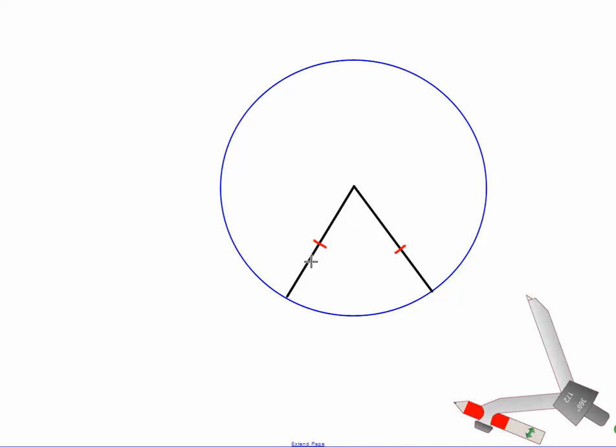Now I'm going to go ahead and extend out this and create my chords. I mean diameters. Yeah, same thing. Diameters. I created my diameters. This is a central angle. I'll go ahead and label my points. All right. I'll call this circle A. Okay, and we'll call this B, C, D, E.